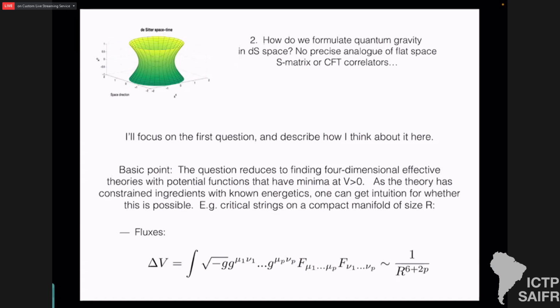So I'm going to focus on that first question. And really importantly, I'm just going to describe how I think about it. I understand different people think in different ways. I'm best qualified to describe my own thinking. I find it pretty simple, so let me lay it out.